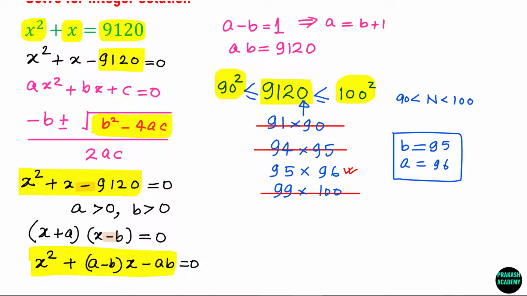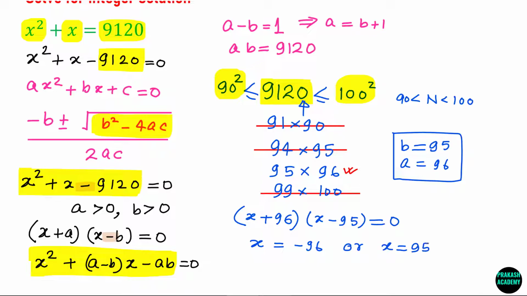So now this equation can be written like this. Now I can factorize. So this was the factor, and I can factorize it like this: x plus A, that is x plus 96, times x plus B, that is x minus B, that is x minus 95, is equal to 0. This means x is equal to minus 96, or x minus 95 is equal to 0, then x becomes 95. So two values of x are possible, that is x is equal to 95 or it can be minus 96. So this is the first method by which you can solve this problem.